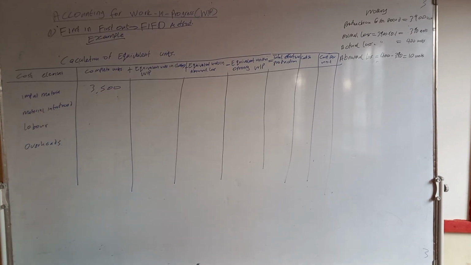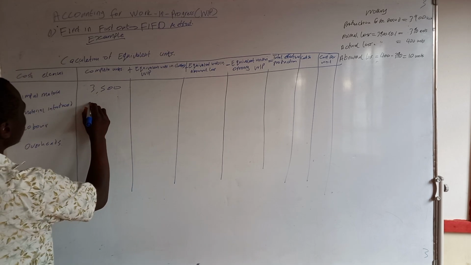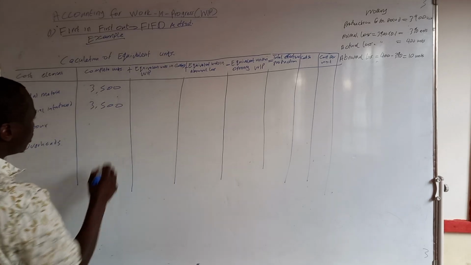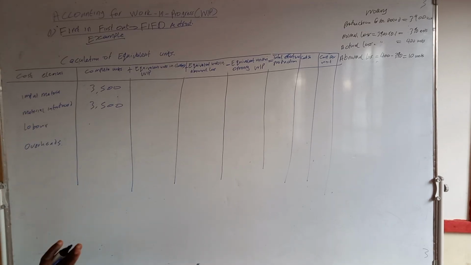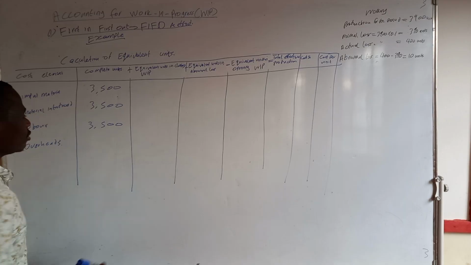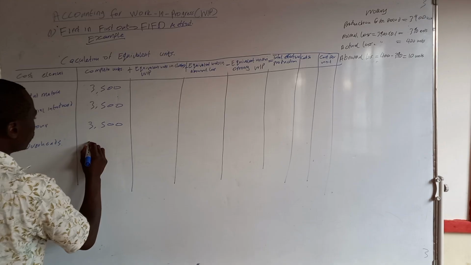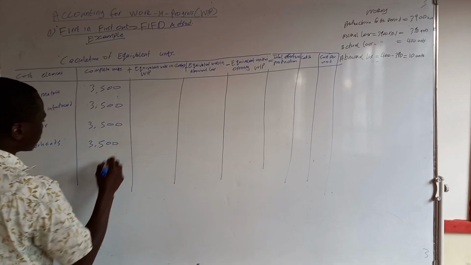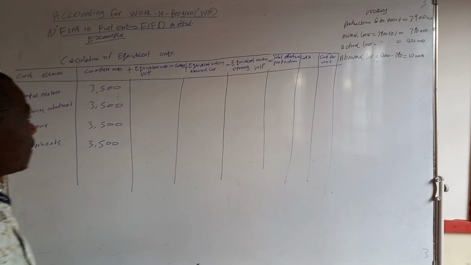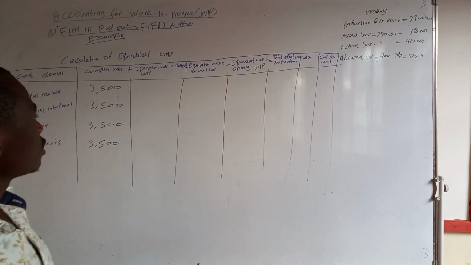In terms of input materials, it was 100% complete. In terms of material introduced, it was 100% complete. That is 3,500 units. In terms of labor, we worked on 3,500 units. The whole units were worked on. Then in terms of overhead, the whole units were also.